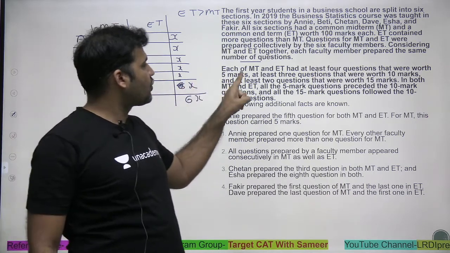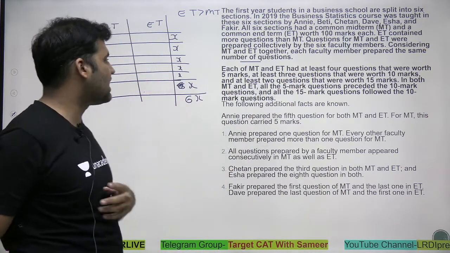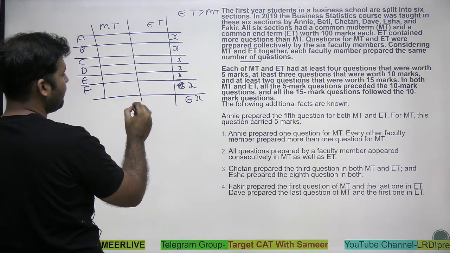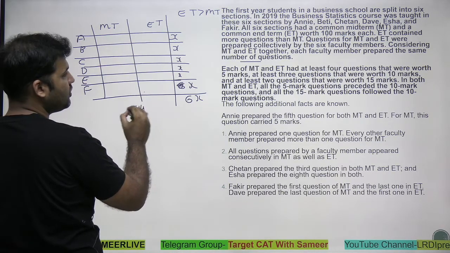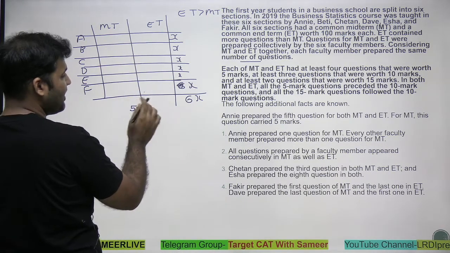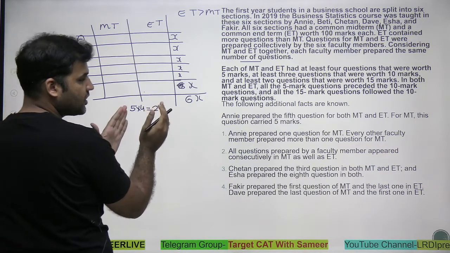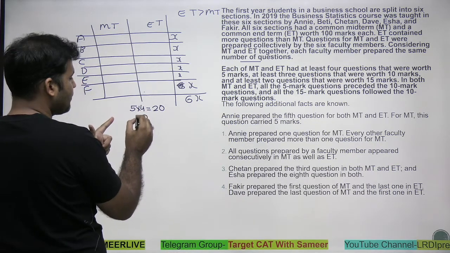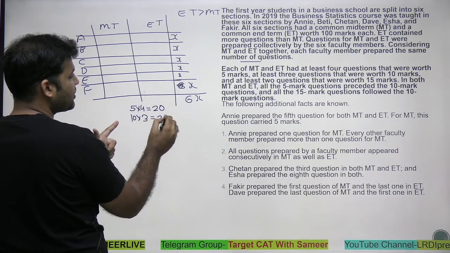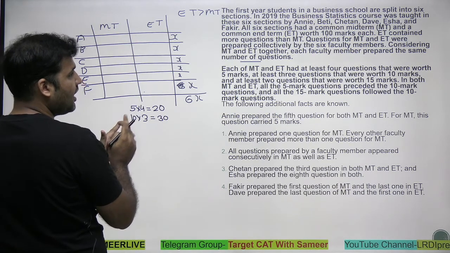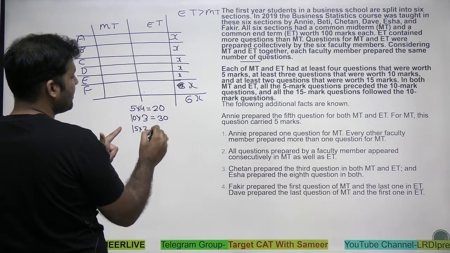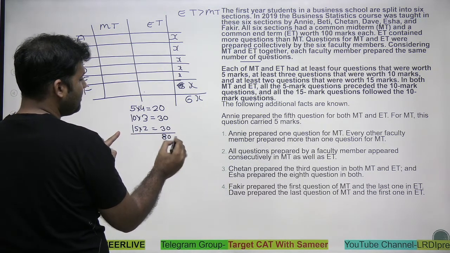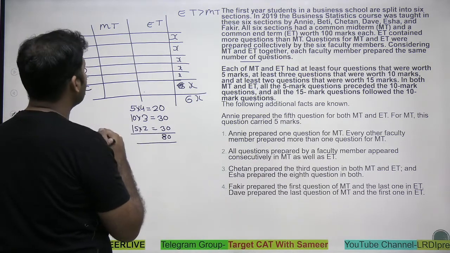Okay. Now each of MT and ET had at least 4 questions that were worth 5 marks. Now if I talk about MT and ET, the minimum number of questions of 5 marks each in both of these is 4. So that means 20 marks worth of questions will be coming from the 5 marks questions. At least 3 questions that were worth 10 marks each. So 30 marks will be coming from 10 marks questions. And at least 2 questions of 15 marks each. So 30 marks will be coming from 15 marks questions. In total you can see that it is 80 marks. So you are left with 20 more marks.